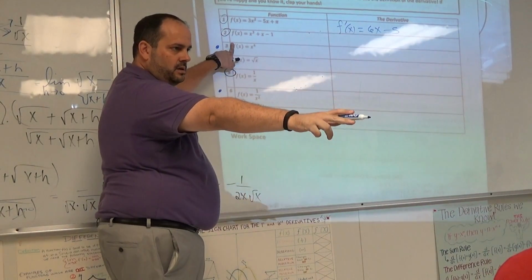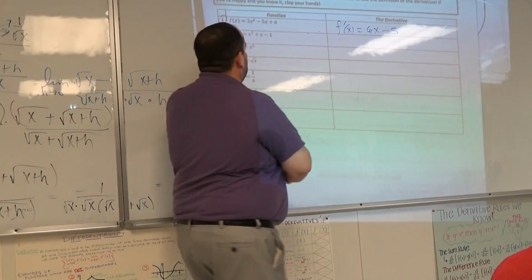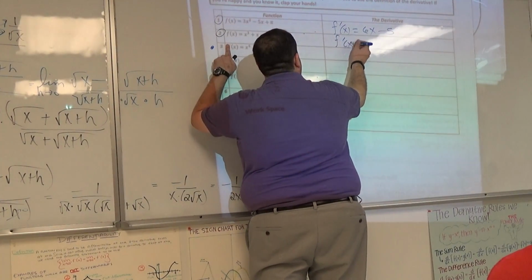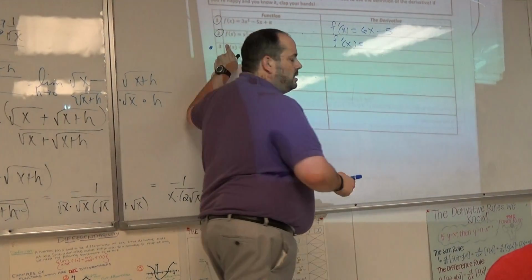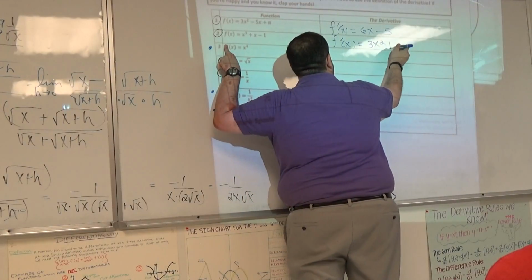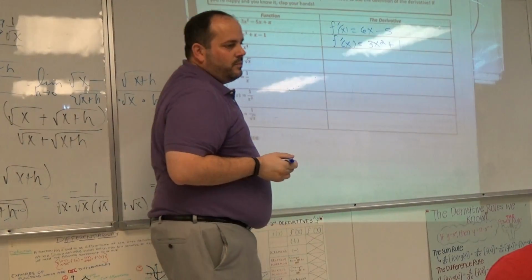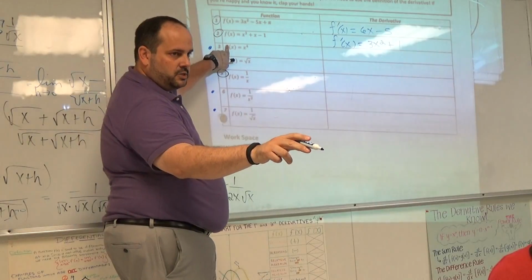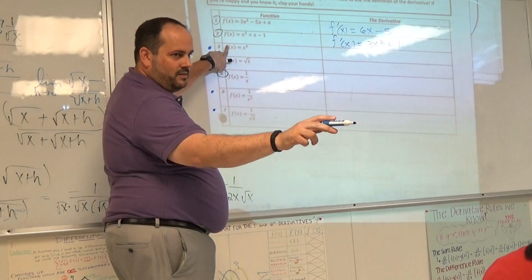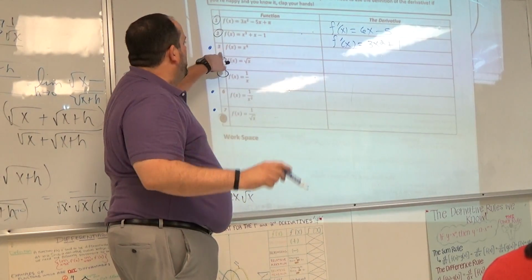Is that the ladies up front? What did you guys get for your derivative? 3x squared plus 1. Jessica, you okay there? All 4 of you guys agree it's 3x squared plus 1? No. Okay, keep going.